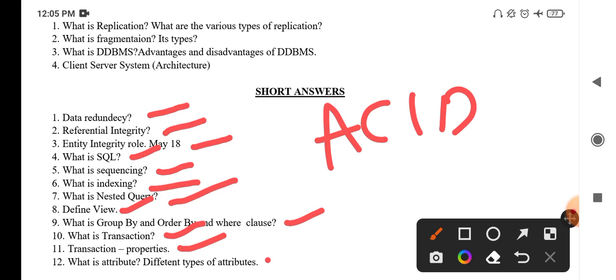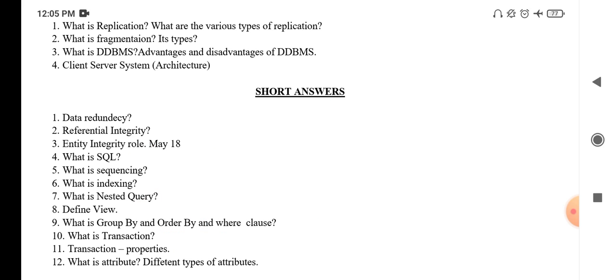And the last question is, what is an attribute and the different types of attributes, like single valued attribute, multi-valued attribute, derived attribute, composite attribute, prime attribute, non-prime attribute. These are the topics we have to explain in the attributes concept. These are the very important questions in RDBMS. Okay, thank you.